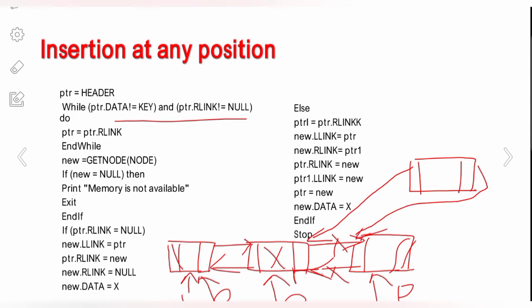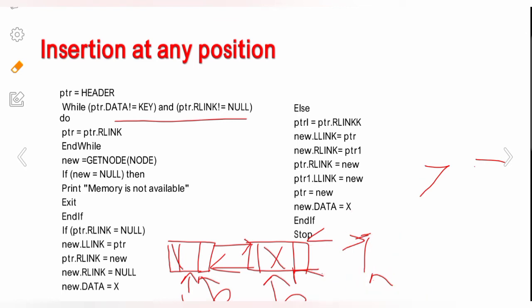Okay, it will point to the pointer 1, and pointer dot right link equals to new. So pointer dot right link is equals to new. Okay, and pointer 1 dot left link equals to new. So pointer 1 dot left link is equals to new. That means we are going to add this node to the middle of the linked list. Okay, pointer equals to new. So next the pointer will traverse to the new node. Okay, and we are going to insert some data to the node, that is 7. Okay, so after this, the new node will be added to the existing linked list.